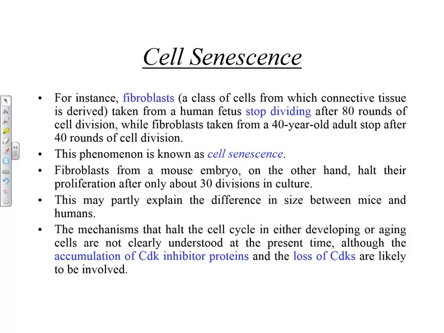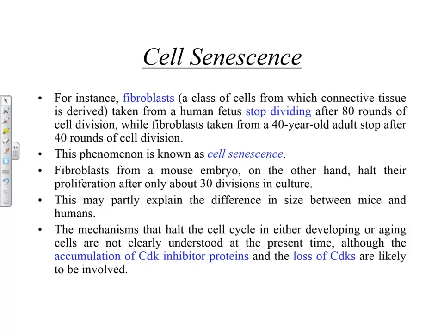Now, the cells will divide a certain number of times. After that, they will stop. For example, fibroblasts, which is a class of cells from which connective tissue is derived, taken from a human fetus, will stop dividing after 80 rounds of cell division in culture. While fibroblasts that are taken from a 40-year-old adult stop dividing after 40 rounds of cell division.